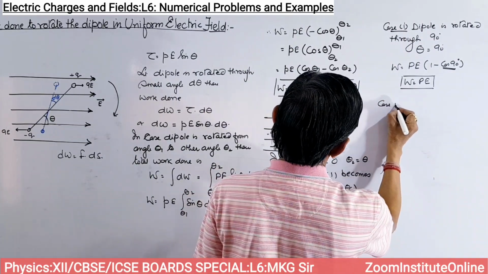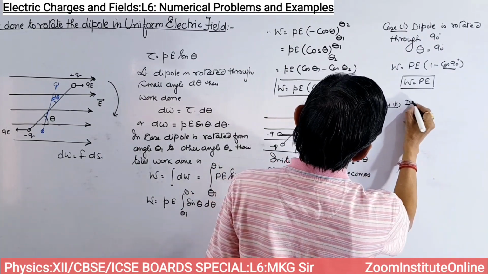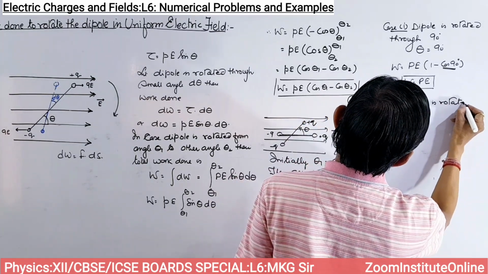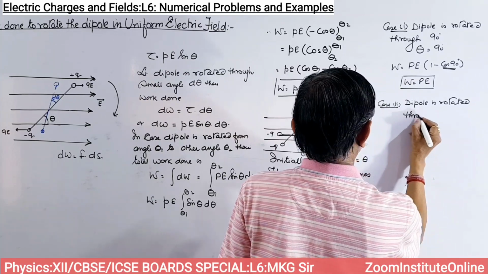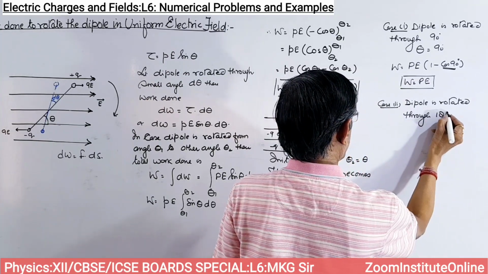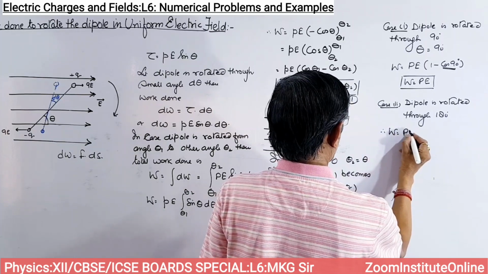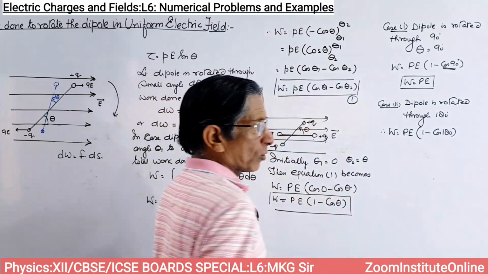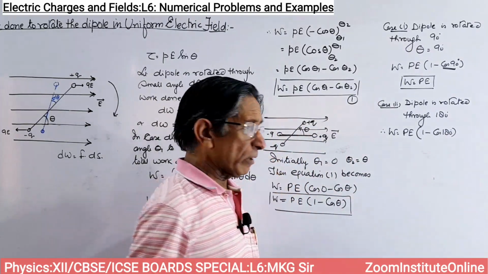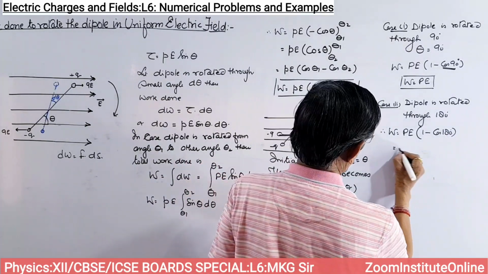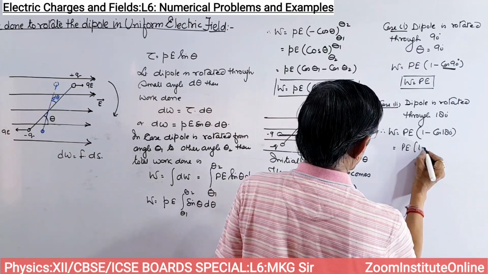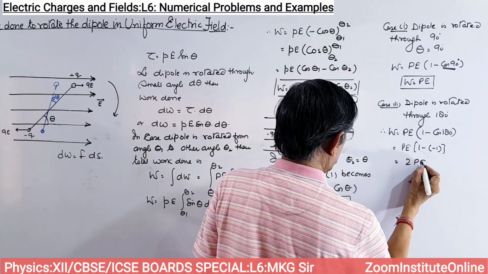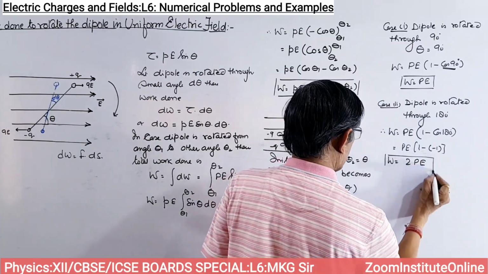Case 2. Case 2, the dipole is rotated through 180 degrees. So W is equal to PE (1 minus cos 180). What is cos 180, children? Cos 180 is minus 1. So PE (1 minus minus 1), so what will it become? 2. So how much work will come in this case? 2PE. Work done W is equal to 2PE.